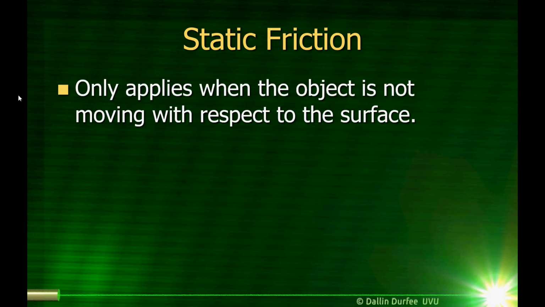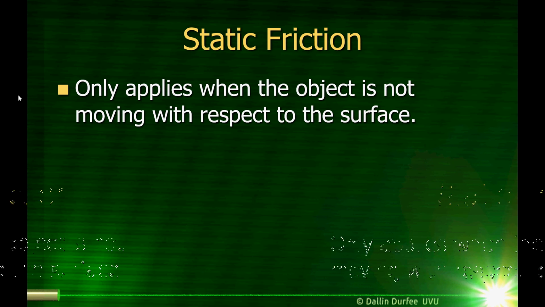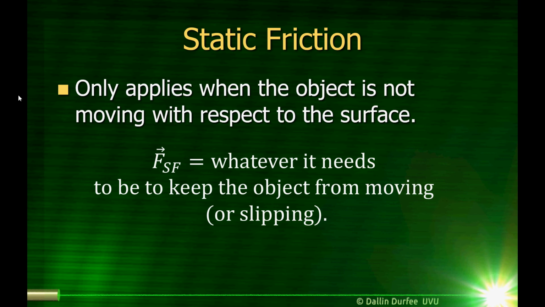All right, now let's talk more about static friction. Static friction only applies when the object is not moving with respect to the surface. And the static friction force will equal whatever it needs to be to keep the object from moving or from slipping. All right, so the static friction force is whatever it needs to be. But there's a maximum that it can be. The static friction force will be less than or equal to mu sub s times the normal force.